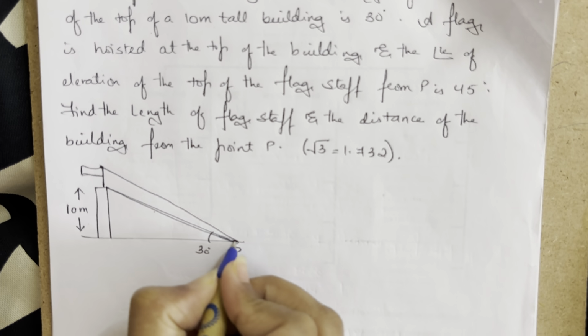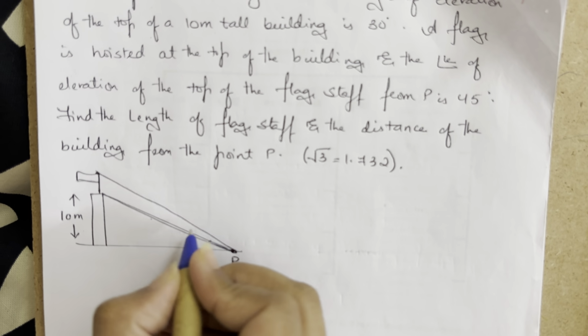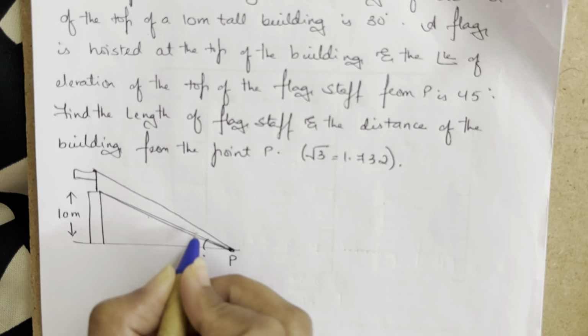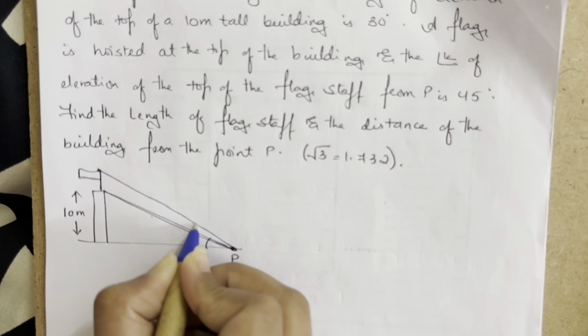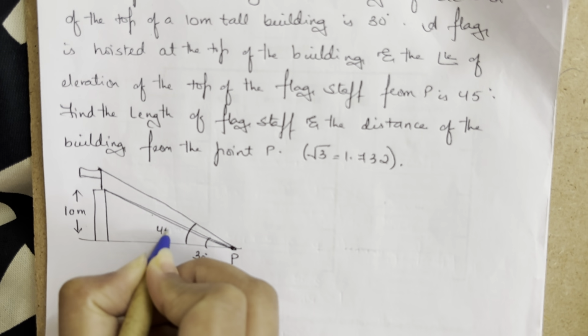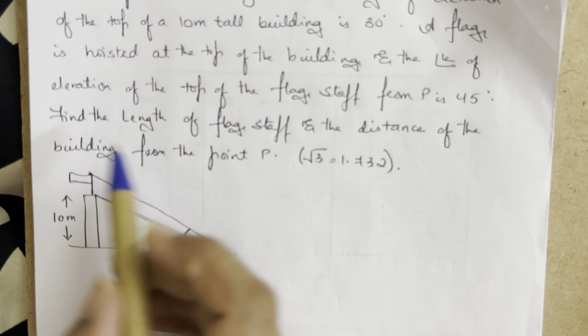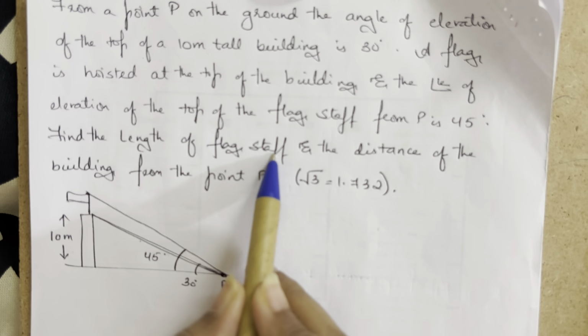Okay, so this is the point P that I have, and the angle of elevation of this flag staff. It is not just this angle, it is the complete angle which it is talking about. Okay, 45 degrees. Find the length of the flag staff.